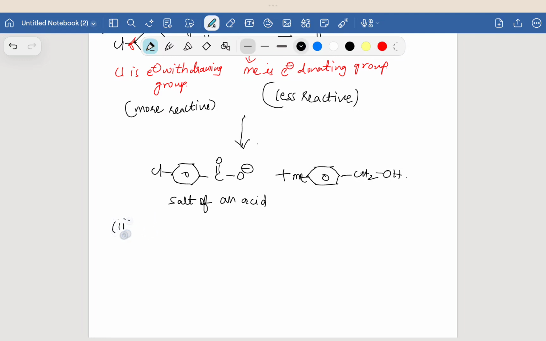Second example, CCl3 C double bond OH and H C double bond OH. In these two, which one is more reactive? This one is more reactive. Why? Because it has three chlorines. Three chlorines will pull the electrons from the C double bond O. More reactive. So it gives less reactive.